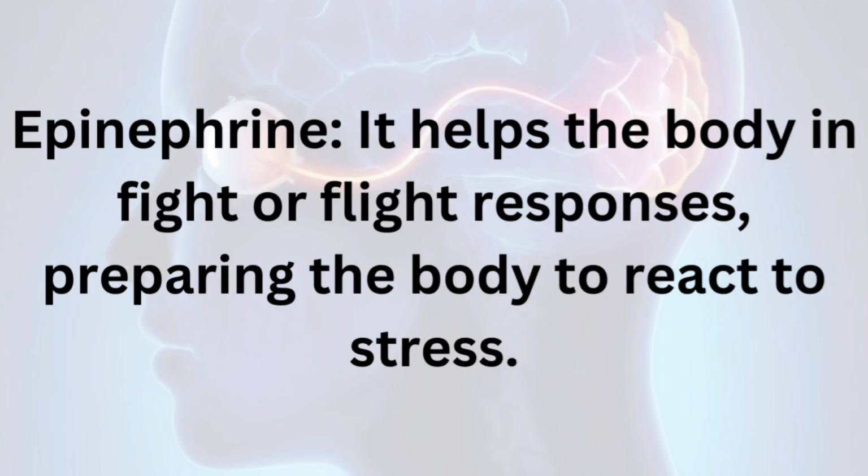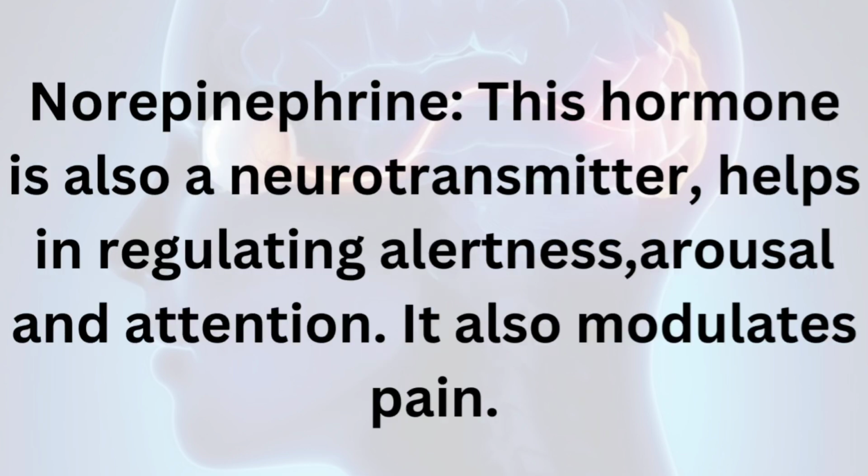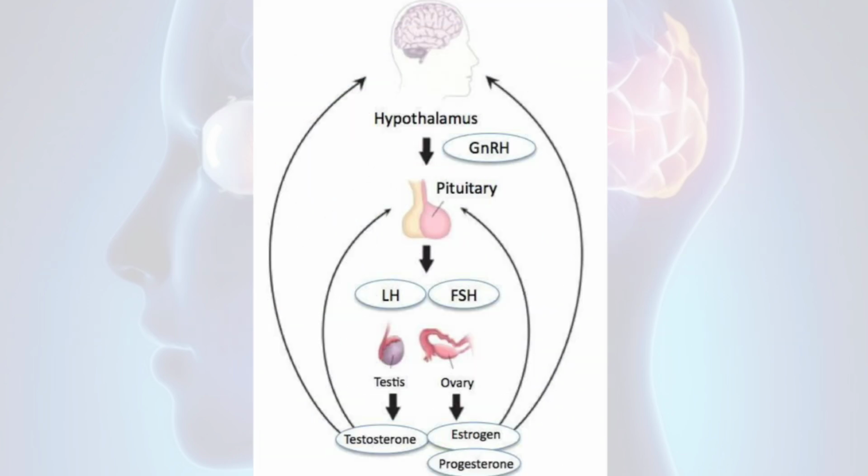The next hormone we have is epinephrine. It helps the body in fight or flight responses, preparing the body to react to stress. And also, norepinephrine. This hormone is also a neurotransmitter. It helps in regulating alertness, arousal and attention. It also modulates pain.